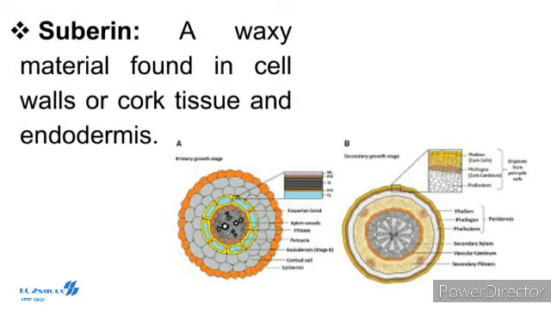Another one, suberin: a waxy material found in cell wall of cork tissue and endodermis. Endodermis is the innermost layer of the cortex. It is made up of a single layer of barrel-shaped cells which do not enclose intercellular spaces. The endodermal cells are living and rich in starch grains. They possess characteristic bands of thickening along their radial and tangential walls.